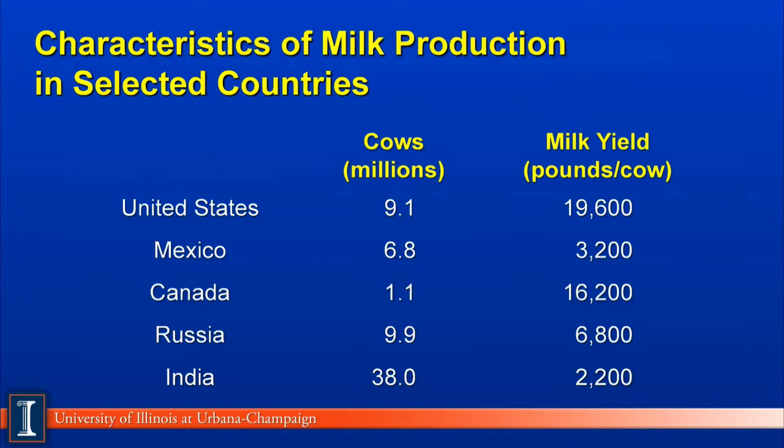Next, let's just look at some countries. Again, we won't be testing you on this, but it gives you a pretty good flavor, a look at the variation. Here we are at the U.S., about 9 million cows in the United States. They're averaging just short of 20,000 pounds of milk.